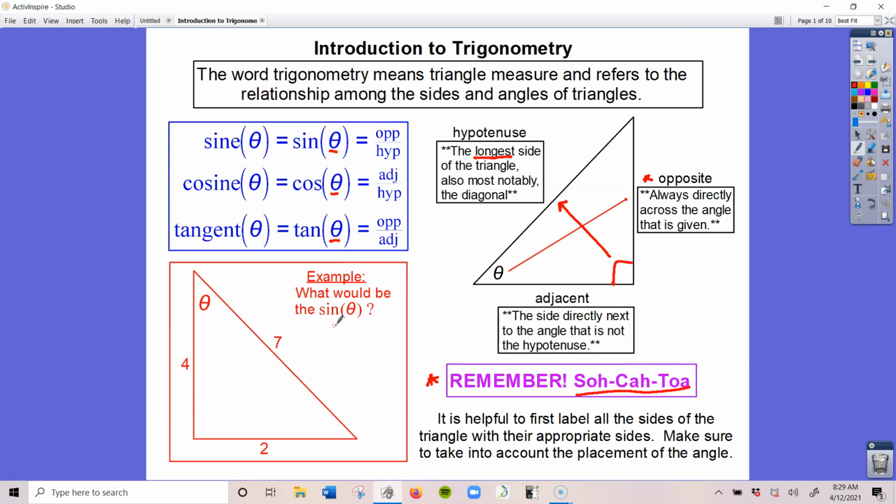So back to this example, we're looking for sine of theta. Sine of theta is going to equal opposite over the hypotenuse. So we need to identify what is the opposite side and what is the hypotenuse. If this is my angle, my opposite side is the 2. And then my hypotenuse is the longest side, which as you can see, we have 2, 4, 7. So this is the hypotenuse, which again is also directly across from the 90 degrees. So sine of theta is going to equal opposite, which is 2, over the hypotenuse, which is 7. And this would be my answer.